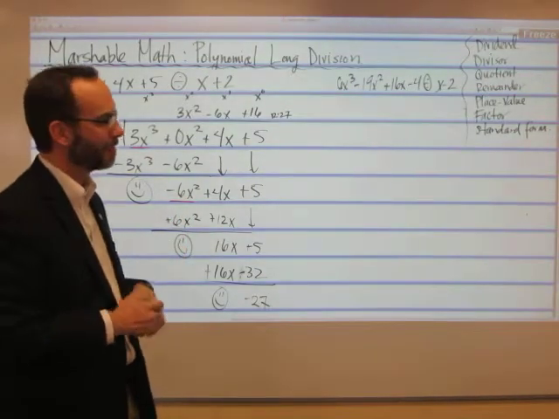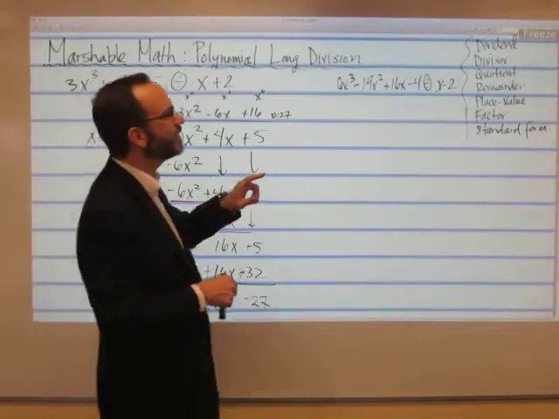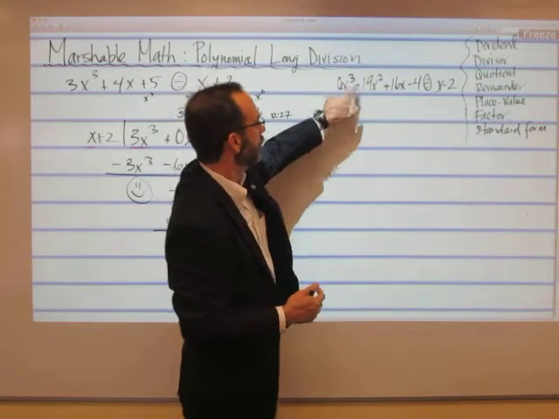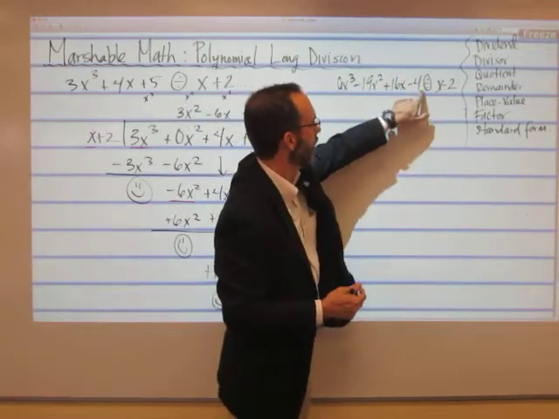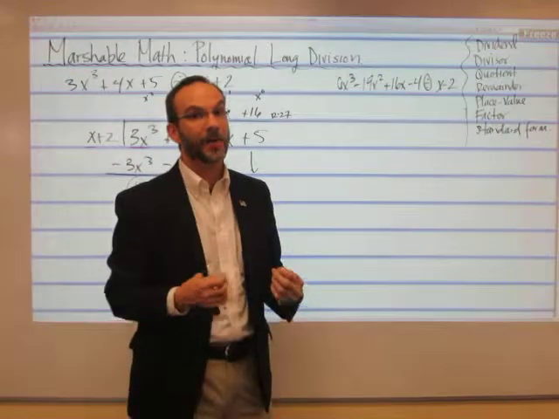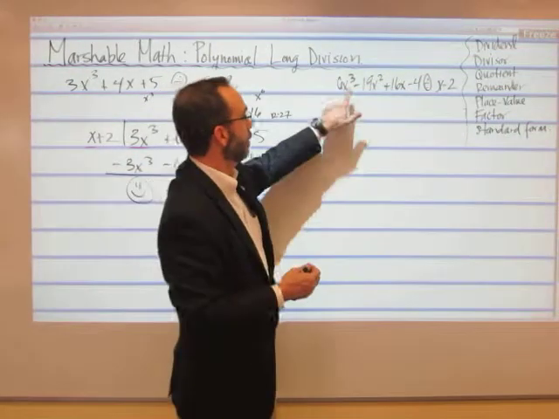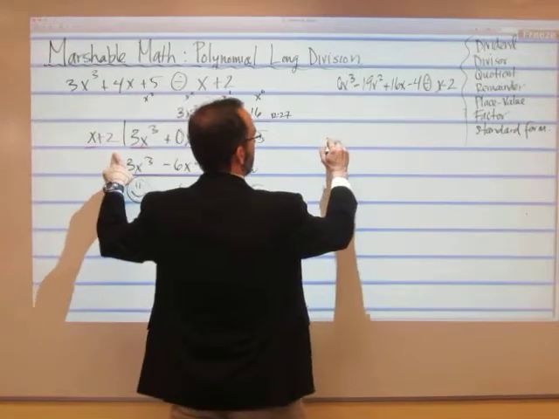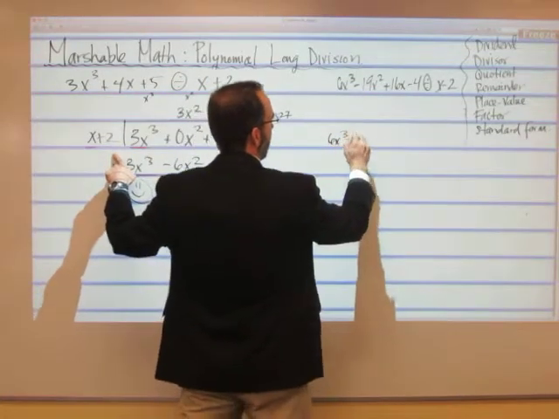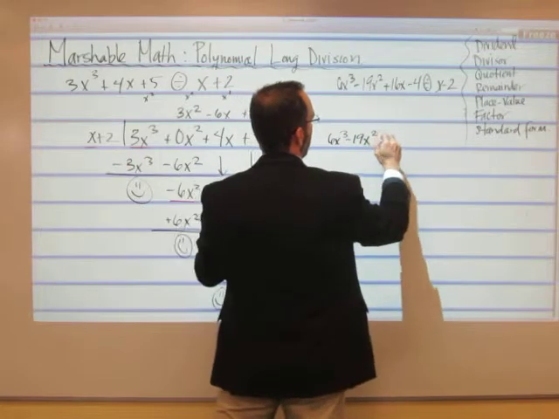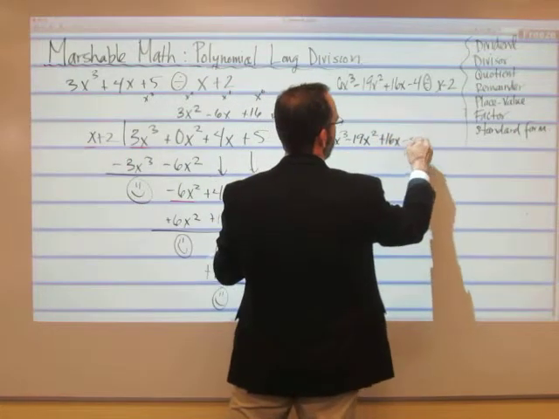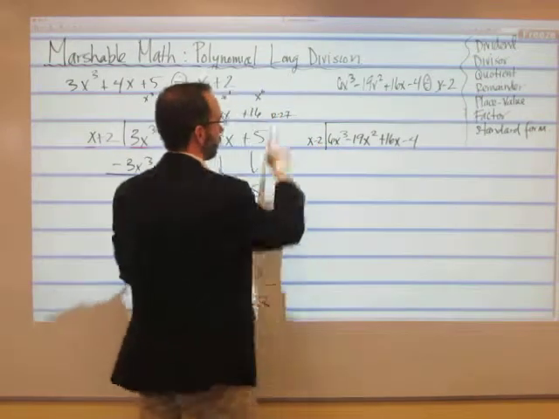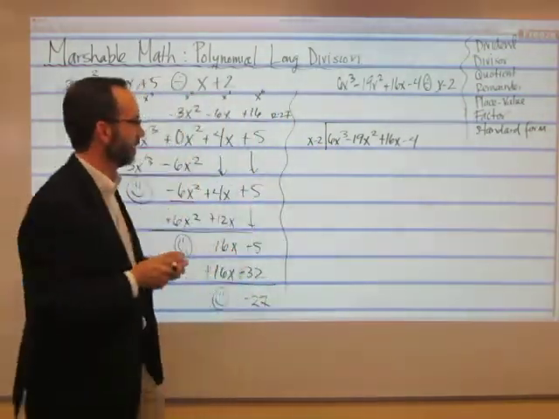Okay, ready? Let's set it up. First question, is it in standard form? That means counting down by exponents, right? Cubed, squared, first, none. Okay, so it's in standard form. Do I have any missing place values? Well, no, 3, 2, 1, 0. Got them all. All right, so I need to set it up. 6x cubed minus 19x squared plus 16x minus 4 divided now by x minus 2. Give myself a little break here.